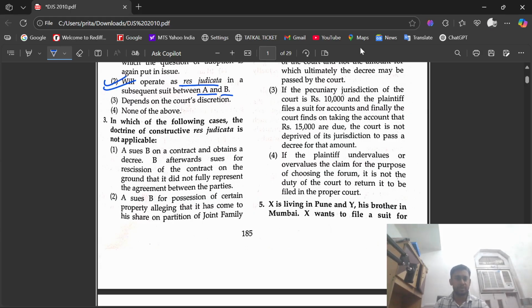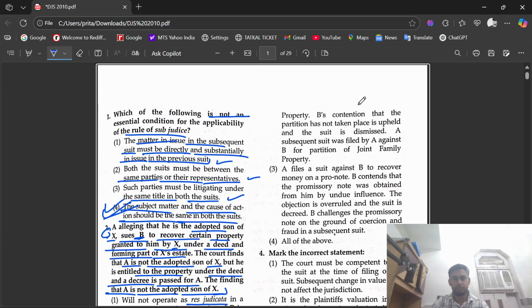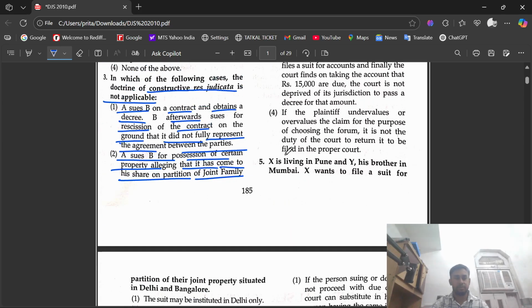Question number three. In which of the following cases is the doctrine of constructive res judicata not applicable? A sues B on a contract and obtains a decree. B afterwards sues for rescission of the contract on the ground that it did not fully represent the agreement between the parties. Second, A sues B for possession of certain property, alleging that it has come to his share on partition of joint family property. B's contention that the partition has not taken place is upheld and the suit is dismissed. A subsequent suit was filed by A against B for partition of joint family. The right option is third only. Oh, sorry, second.